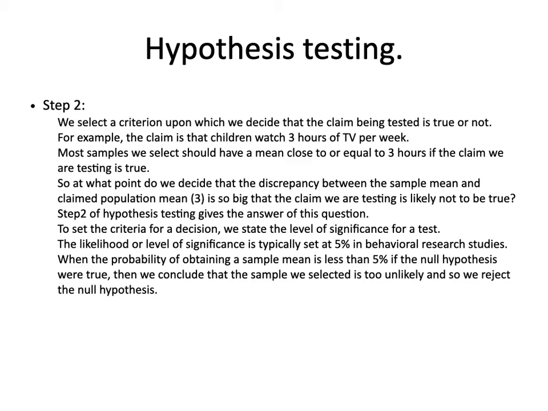In step 2, we select the criteria upon which we decide whether the claim being tested is true or not. For example, the claim is that children watch 3 hours of television per week. Most of the samples we select should have a mean close to or equal to 3 hours if the claim we are testing is true. So at what point do we decide that the difference between the sample mean and the null hypothesis value of 3 is so big that the claim is likely not true, or the alternative hypothesis is true? By setting the criteria, we answer this question.